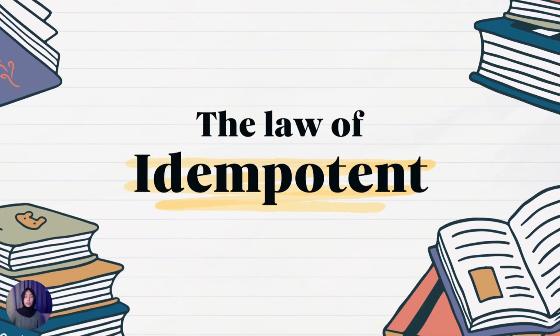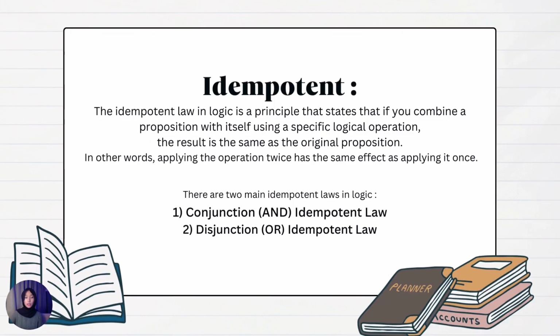So next we have the law of idempotent. The idempotent law in logic is a principle that states that if you combine a proposition with itself using a specific logical operation, the result is the same as the original proposition. In other words, applying the operation twice has the same effect as applying it once. So we have two main idempotent laws in logic, which are conjunction, and, and disjunction, or.